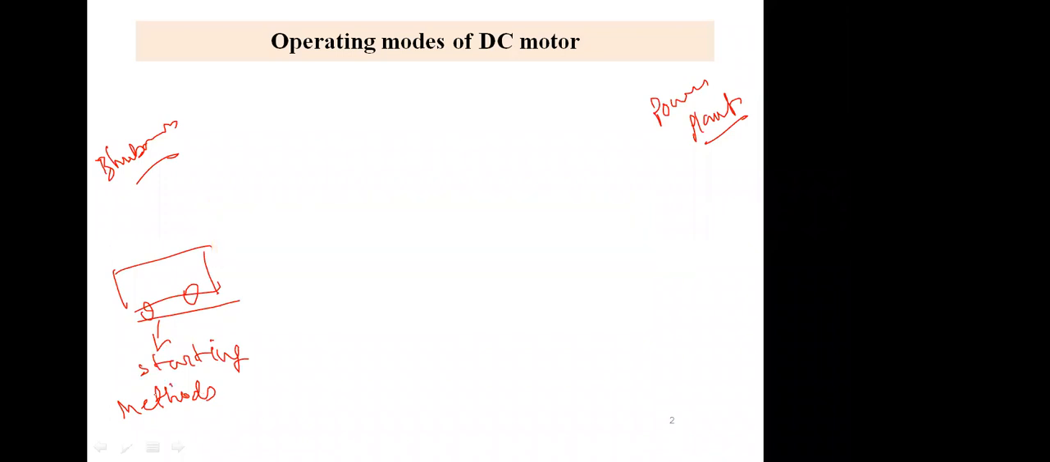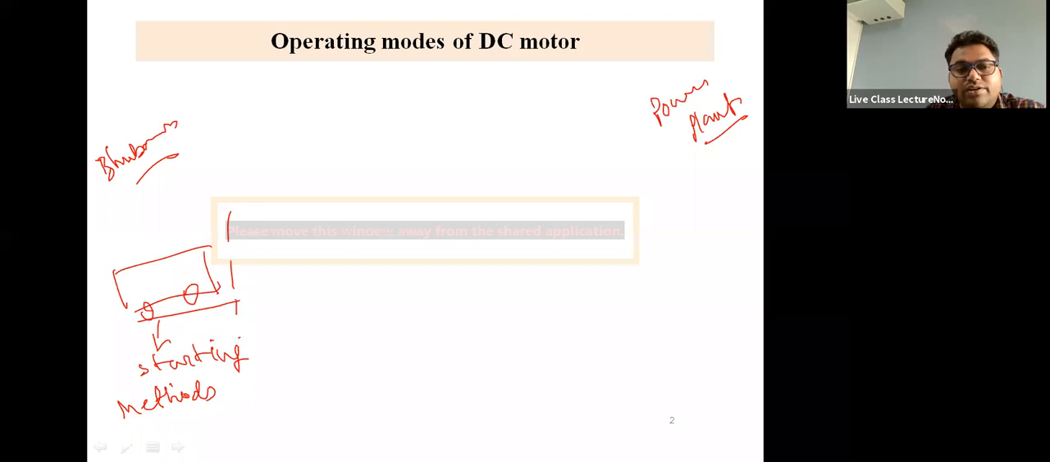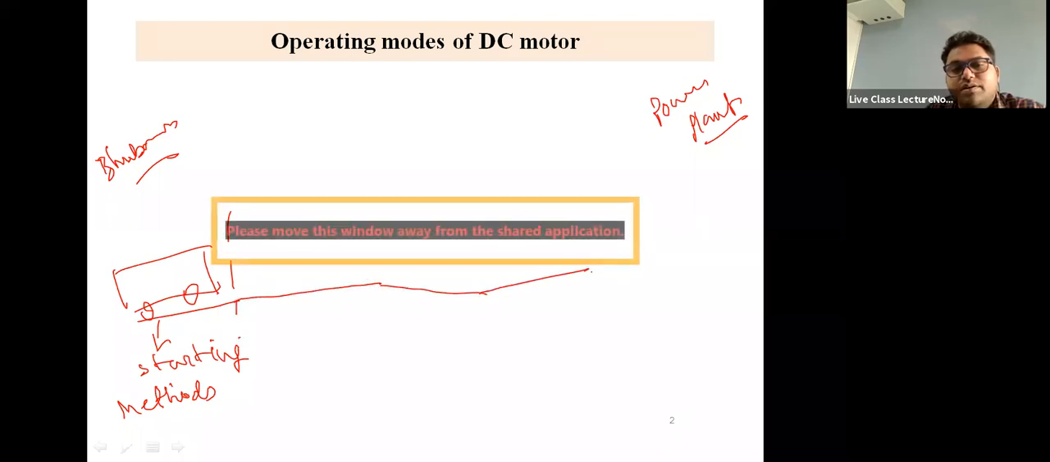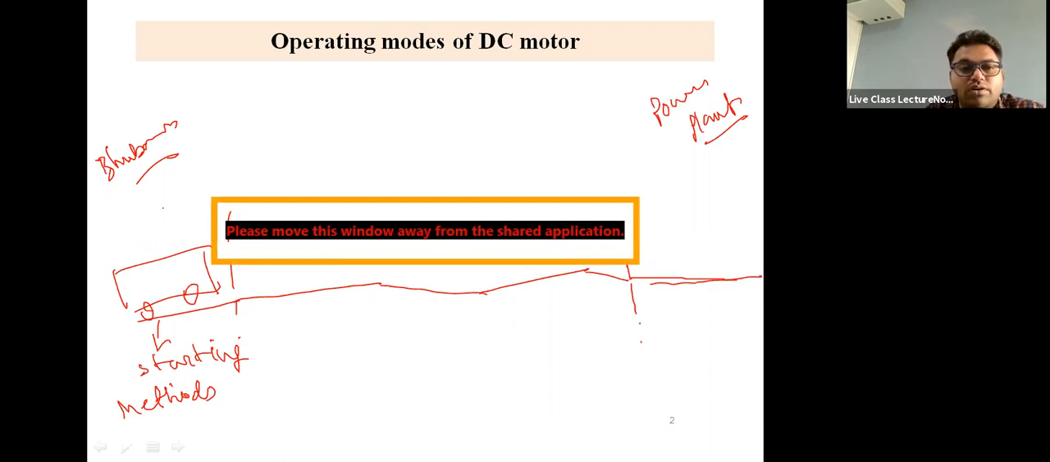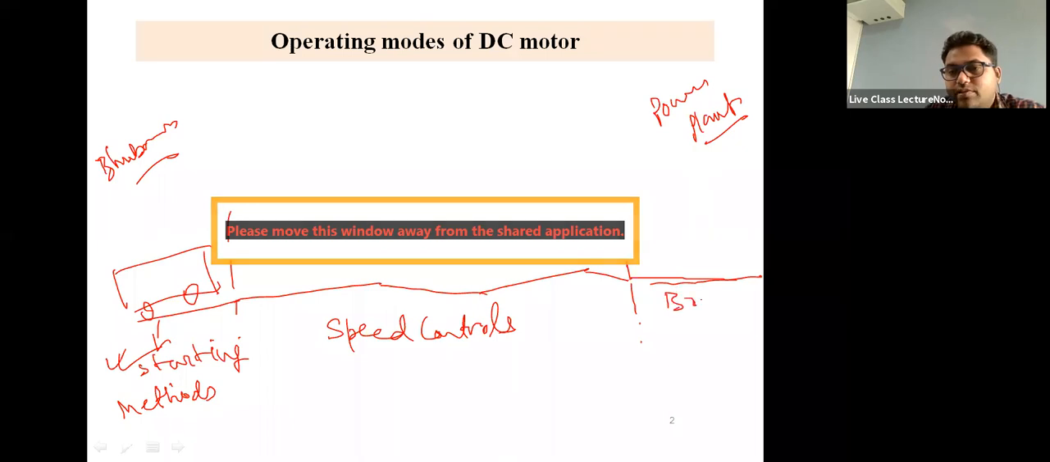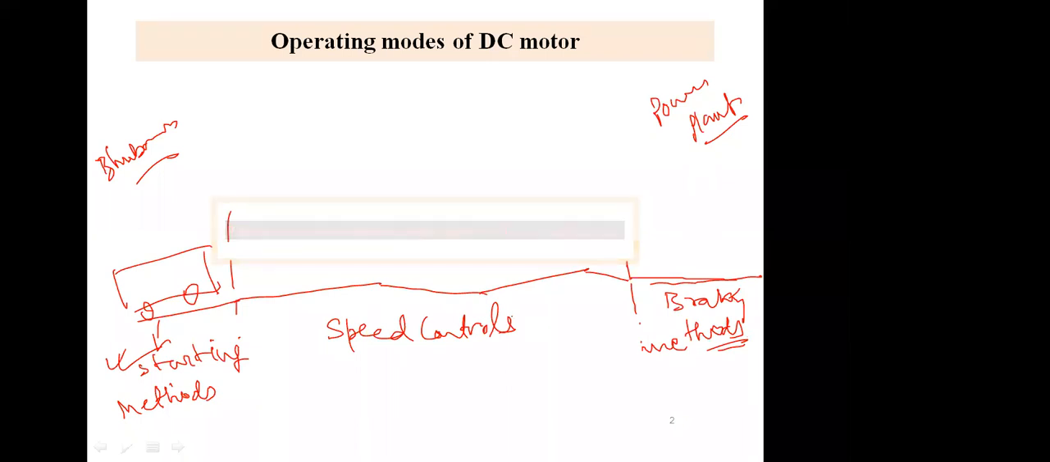So we need starting methods, and then once we have started, we need to sometimes speed up, sometimes speed down, and finally when we reach our destination, we'll brake, right? So the whole of electric drives is concerned with starting methods, speed control methods, and braking methods. Does that make sense? Yes, sir.